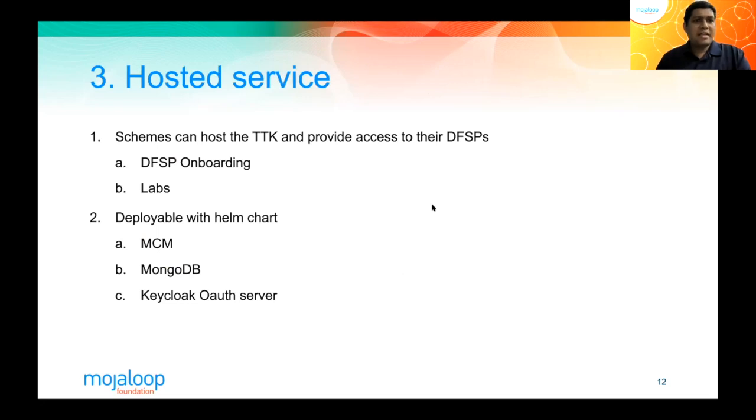The third mode is hosted service. Teams can use the Helm chart of the testing toolkit and deploy that in their cluster, in their environment, so that they can provide access to their DFSPs. Then their DFSPs can log into the testing toolkit hosted instance using their credentials, and they can play with the API. They can also validate their implementation. It comes with MCM, MongoDB, and Keycloak for authentication and certificates exchange.